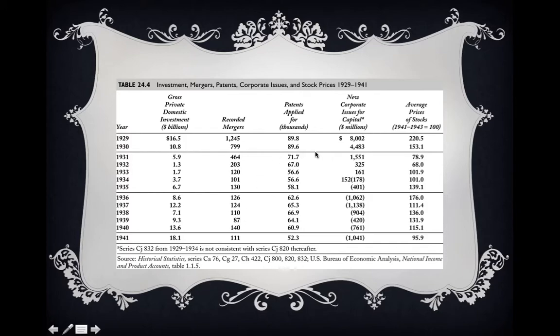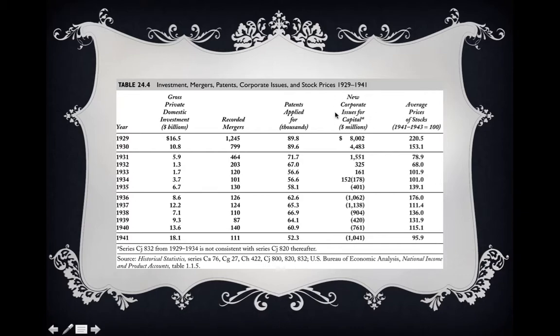Patents, number of patents. Another indicator of this is an indicator of innovation that's occurring in the economy. New inventions being created. What do we see? Number of patents declines during the beginning parts of the Great Depression, and it starts to pick up from 34 onward, or 33 onward.